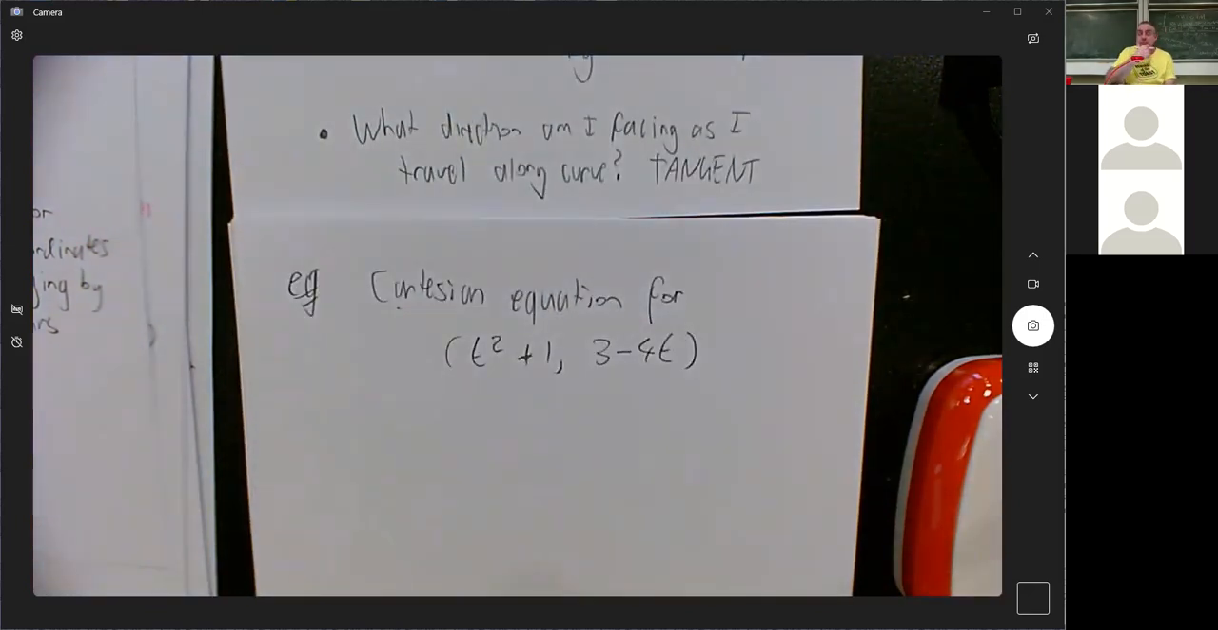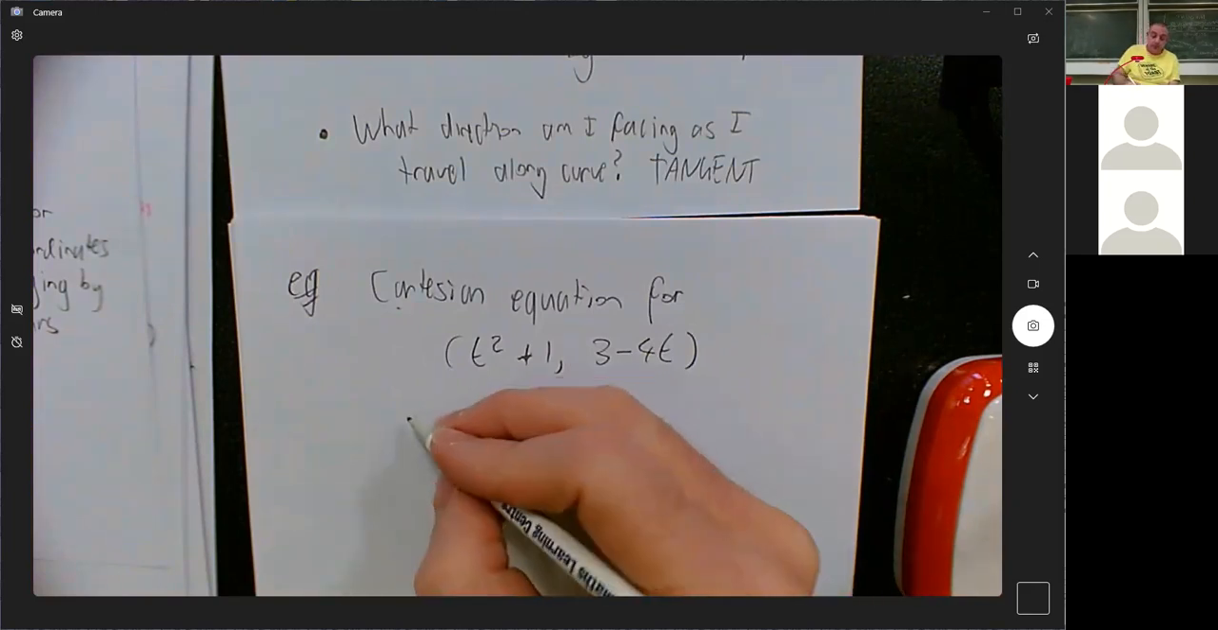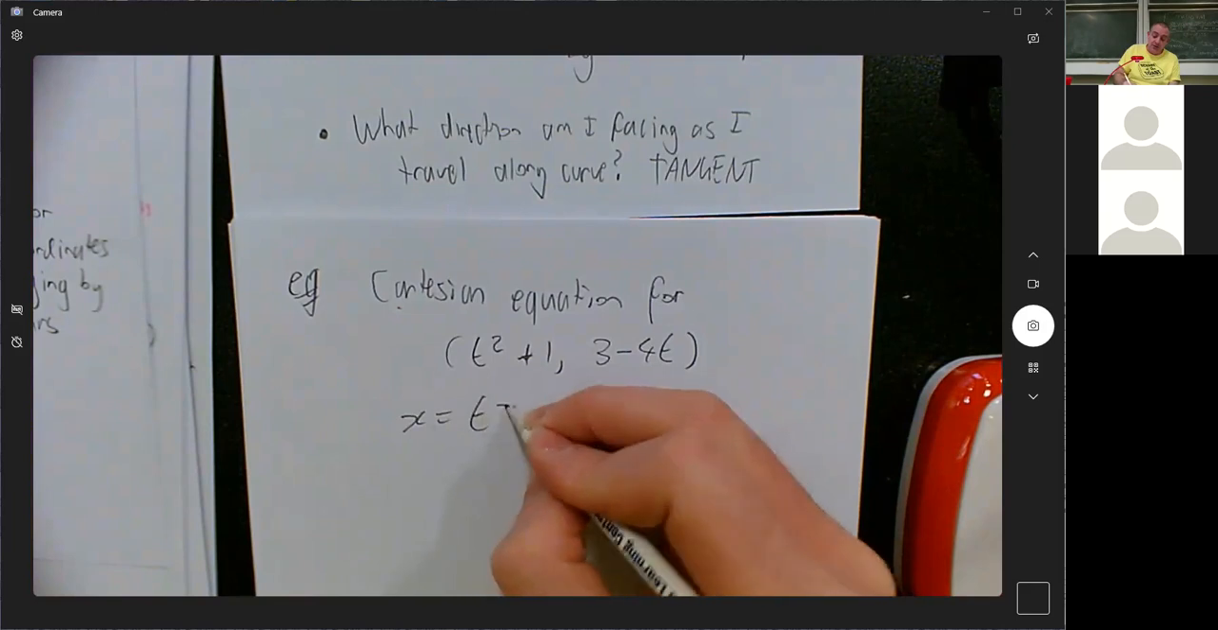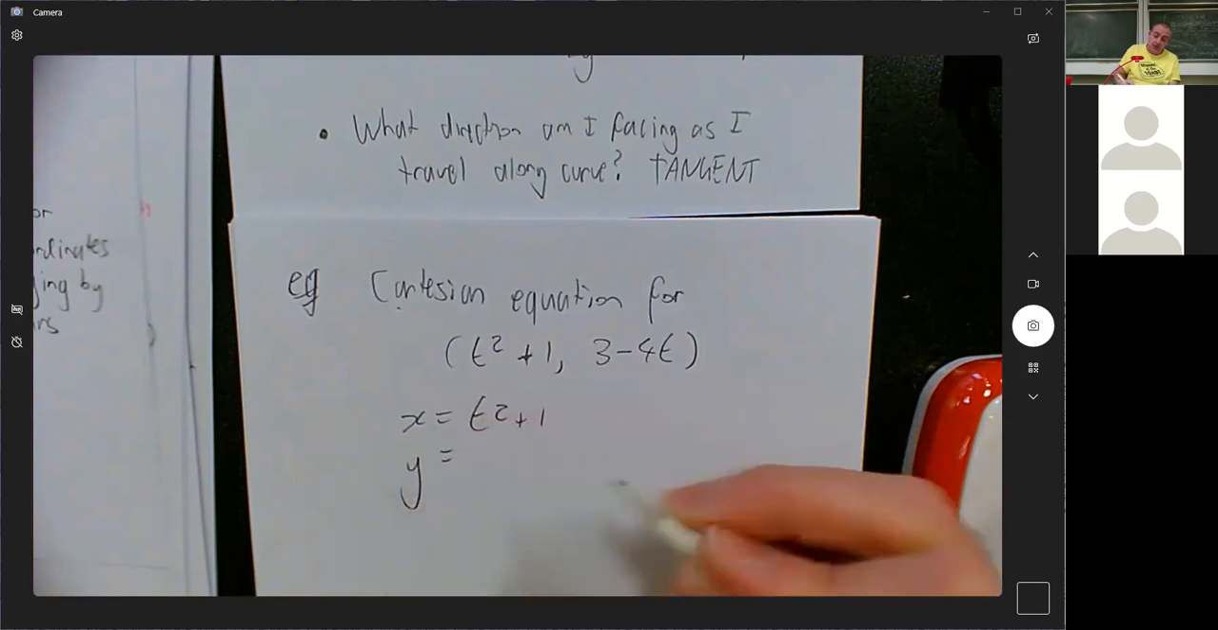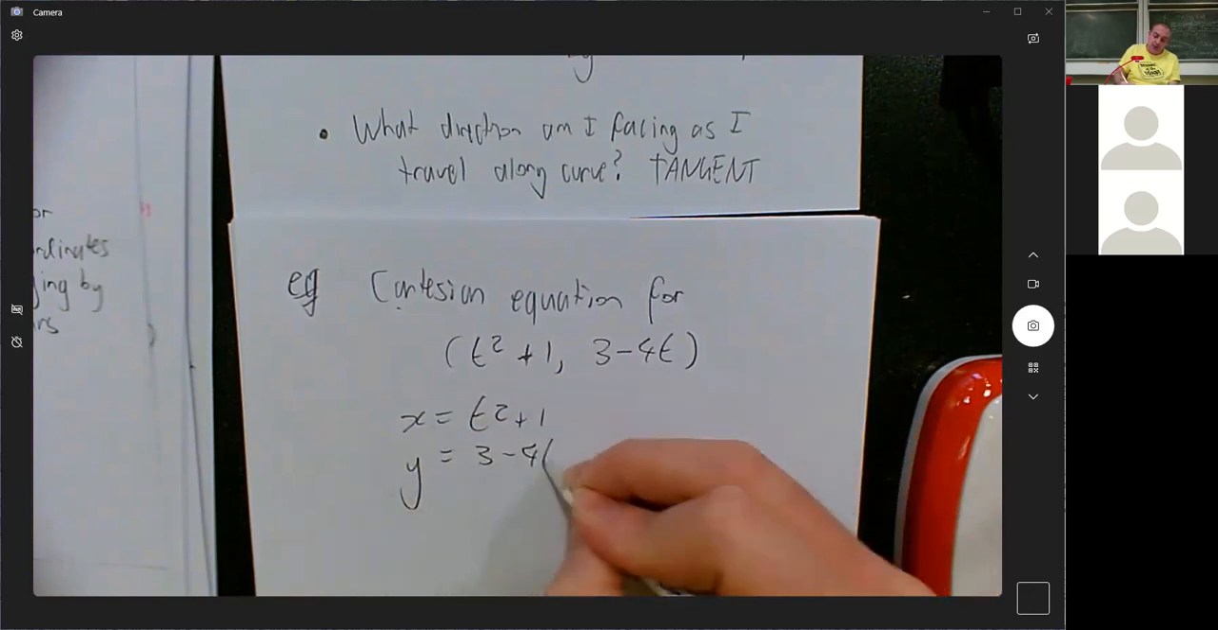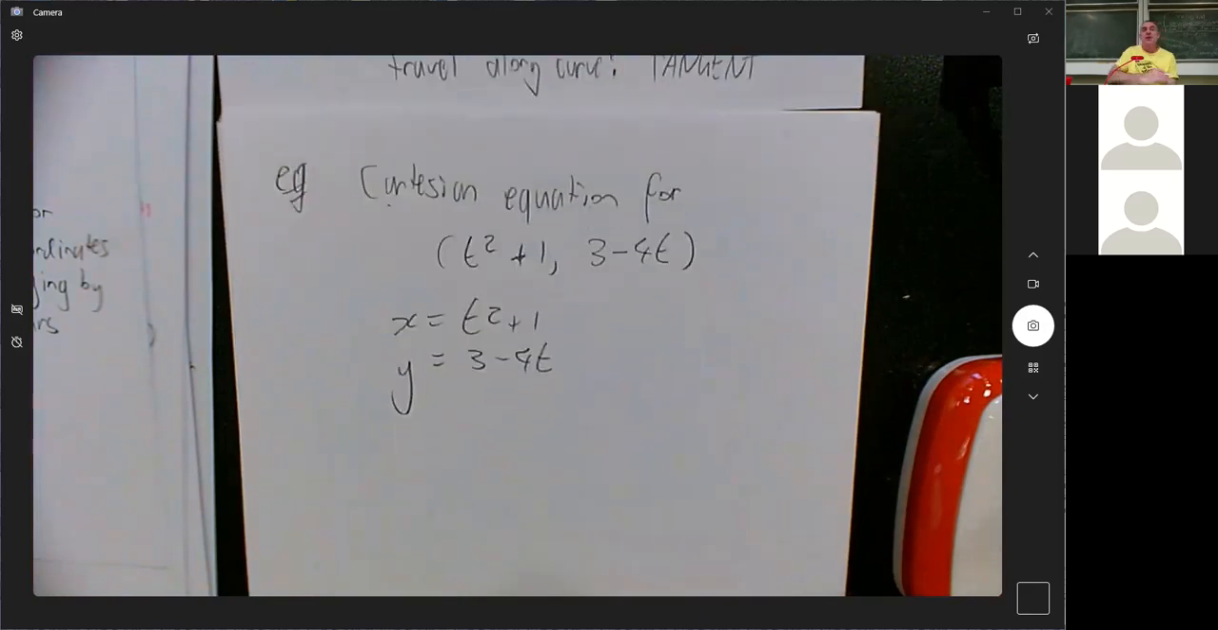This is one of them. So the goal is the same as it was for ordinary lines, which was to turn this somehow into something that involves only x and y. So the x is t squared plus 1, and the y is 3 minus 4t. So you've got two choices. You can try and make everything equal to t and then go, well, since they're equal to t, they must be equal to each other. Or you can make one of them equal to t and sub it into the other one, which is usually the easiest way of dealing with it.